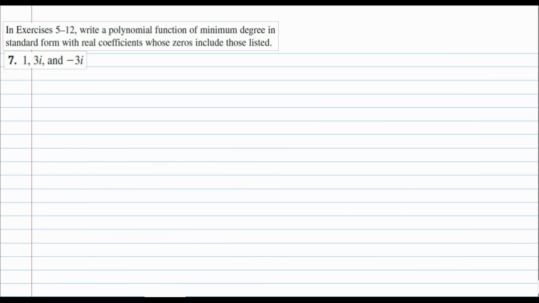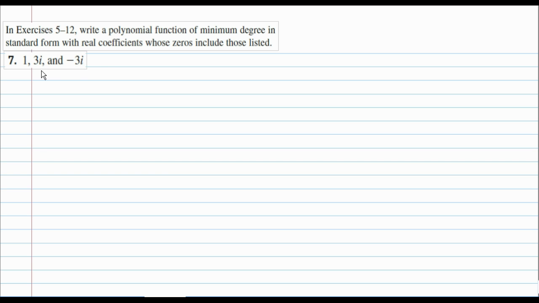The now try problem is number 7. Write a polynomial function of minimum degree in standard form, with real coefficients whose zeros include those listed. Okay, so polynomial function with minimum degree. So I have zeros of 1, 3i, and negative 3i.